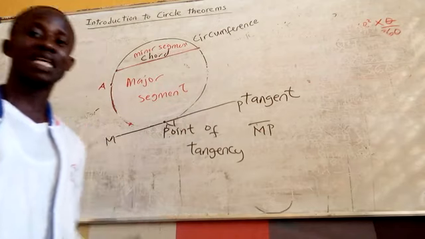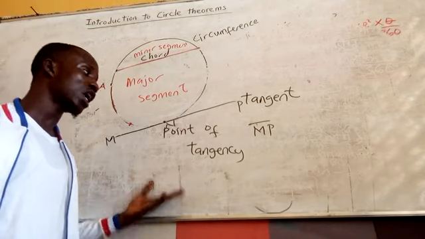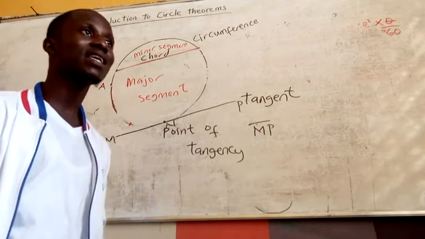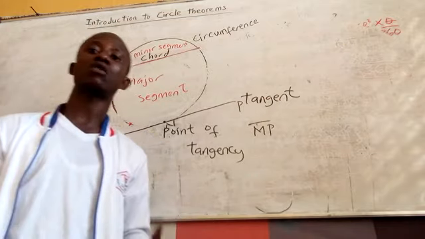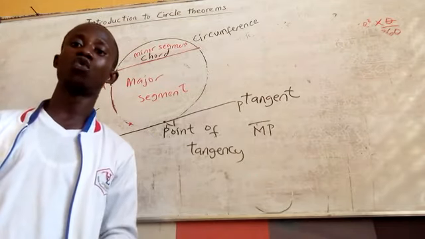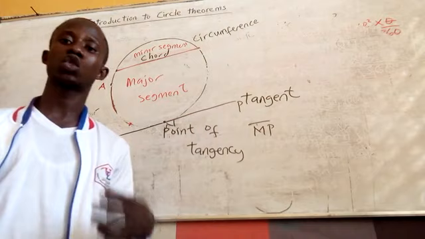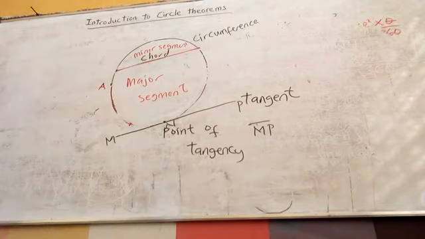Now, since we are knowledgeable about some of the basic key terms that we'll be using in the circle theorems, we can now move to the 7 circle theorems. Let's get started.